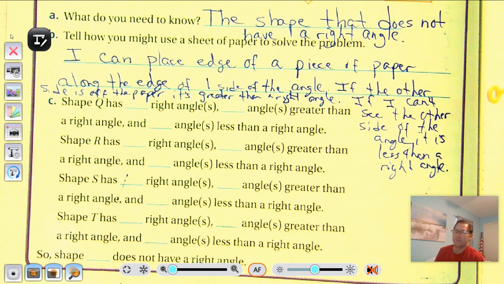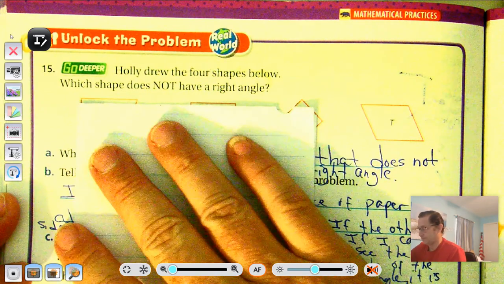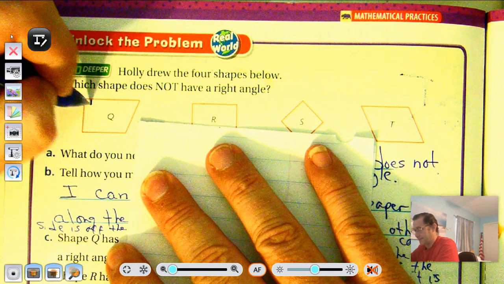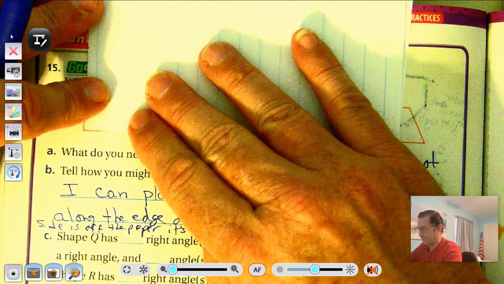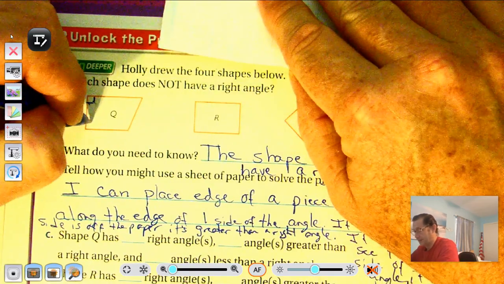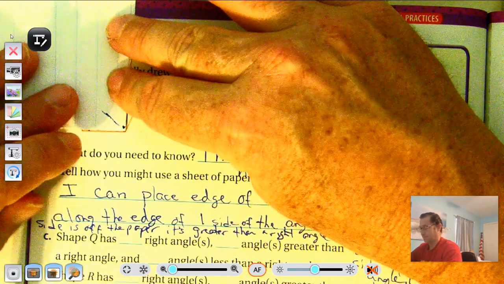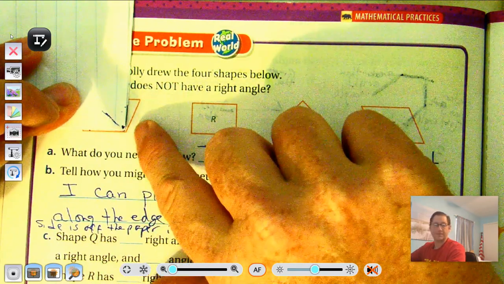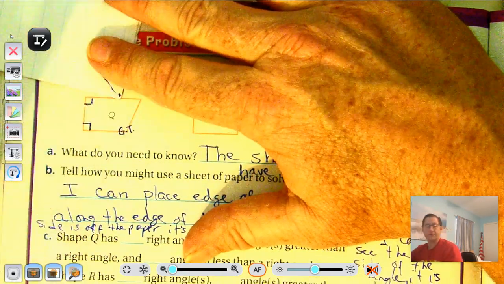Shape Q has how many right angles? Shape Q. Well, okay, I can see both sides of that, so this is a right angle. Turn the paper this way. I can see both sides along the edge, so that has a right angle. And then this one, okay, matching it up, I see the bottom one right along my edge, but this other side of the angle is off the paper, so that's greater than. I'm going to say GT, greater than.